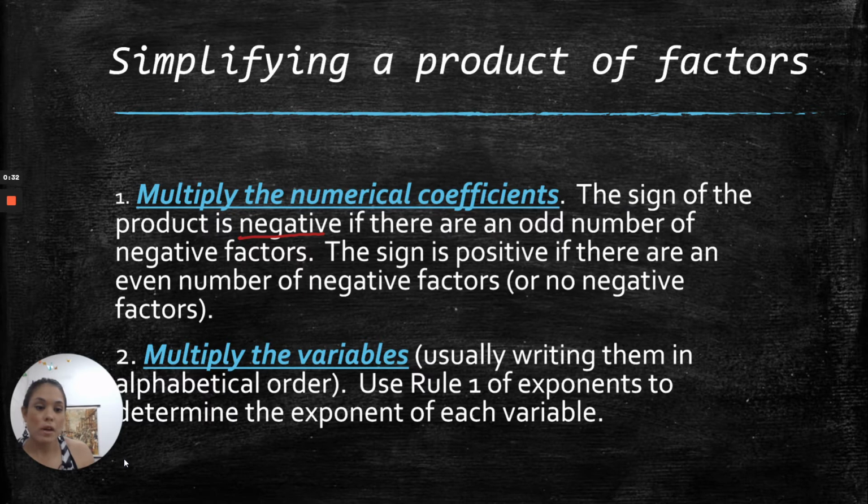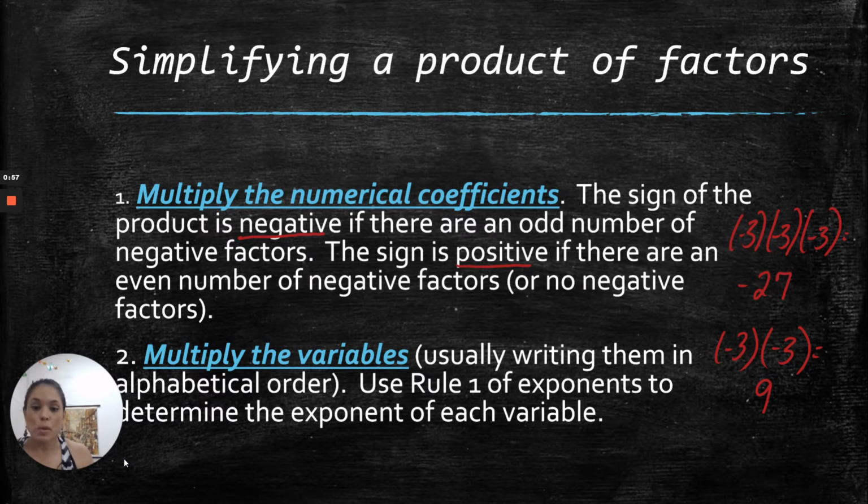So if I had 3 factors, which is an odd number, of -3, and I multiply these together, this would equal a -27. The sign is positive if there are an even number of negative factors, so an even number of factors would be 2. So if I have -3 multiplied 2 times, this would be a +9.